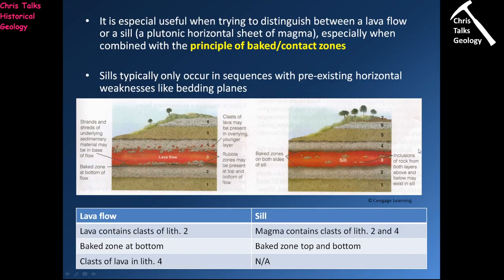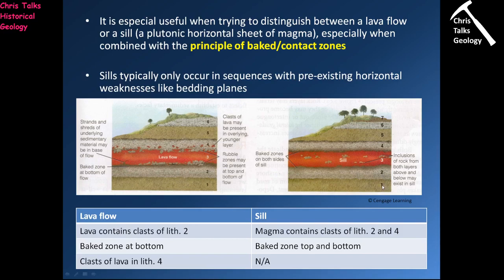Now, what happens if we have a sill in place instead? Well, as you can see, what we end up with looks very similar, doesn't it? We've got one, two, there's layer three, four, five, six. In this case, they've even thrown in an additional layer, which they called seven. So how do we know that this is a sill? Well, remember, a sill is a horizontal sheet of magma injected between layers of rock.